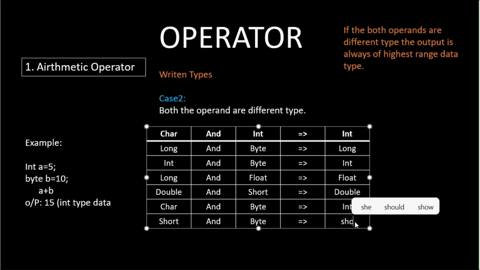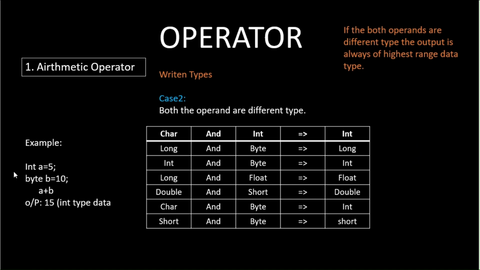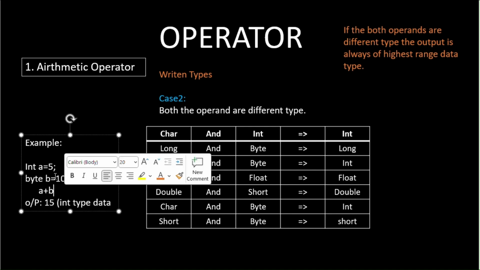No, it's short type data. So here we have an example: int a equals 5, and byte b equals 10. What we are doing here, a plus b, means just adding the values of the two variables. So the output we will get is 15.